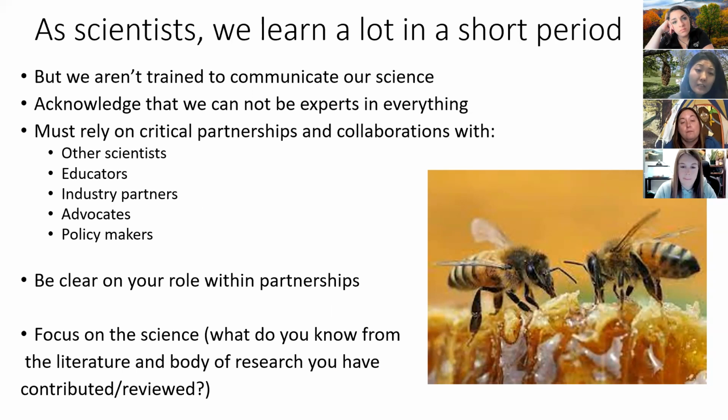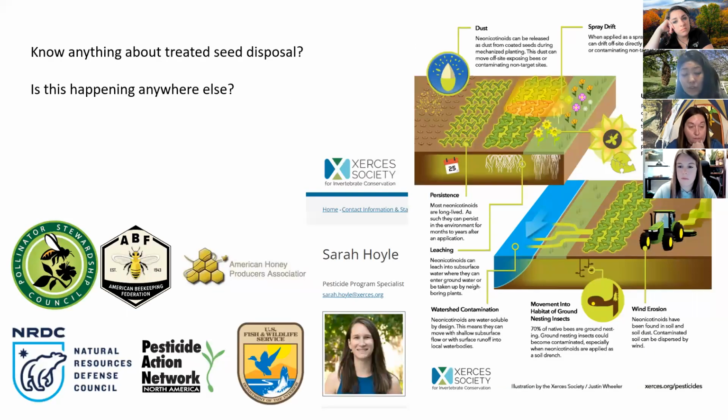So when I started to come in and start recruiting people, it was really important for me to be clear on my role. This is what I could provide to the table. This is my body of knowledge. I focused on the science, and I was able to provide, well, this is the literature and the body of research that I've contributed or reviewed that I can inform. But things that they wanted to know is, is my health in danger? What about my pets? What about the birds that I'm seeing? And all of these questions are really difficult for me to answer because I'm an entomologist. That's not the role that I play.